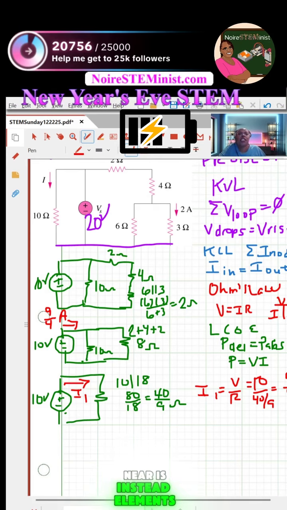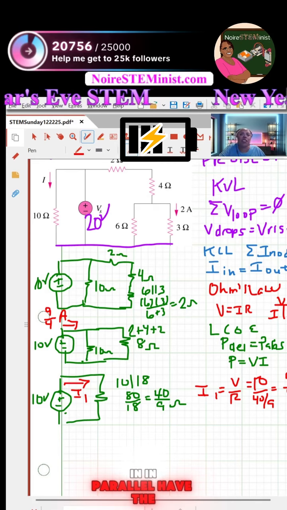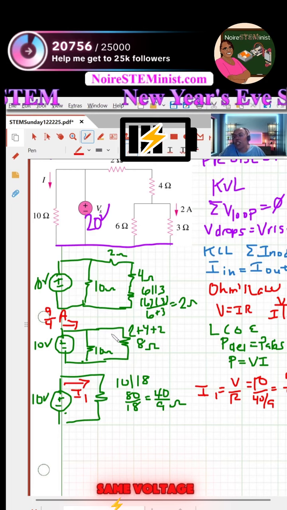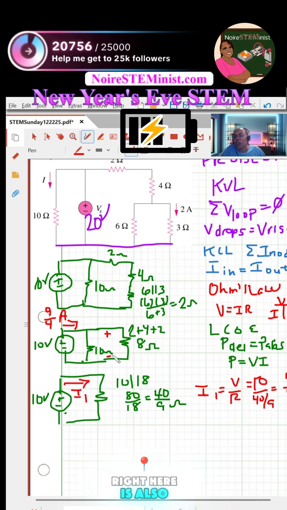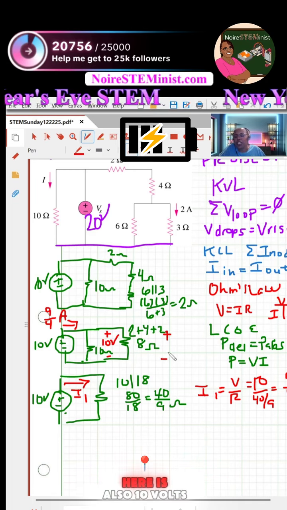Elements in parallel have the same voltage. So what that means is that the voltage right here is also 10 volts. And the voltage right here is also 10 volts.